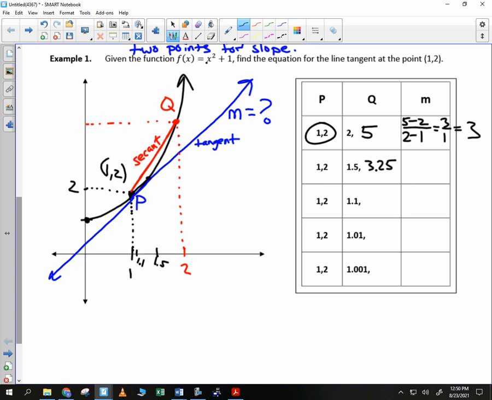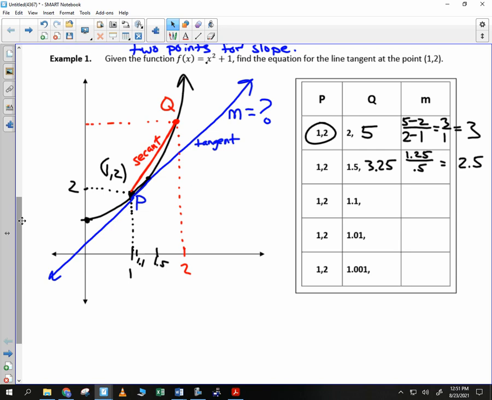Do I have enough information to now determine slope? I do. Y sub 2 minus y sub 1 is 1.25. X sub 2 minus x sub 1 is 0.5. 1.25 divided by 0.5 is 2.5. We all said that this would be better, right? It would be better. We're going to get closer, right? Looks like we went from 3 down to 2.5.